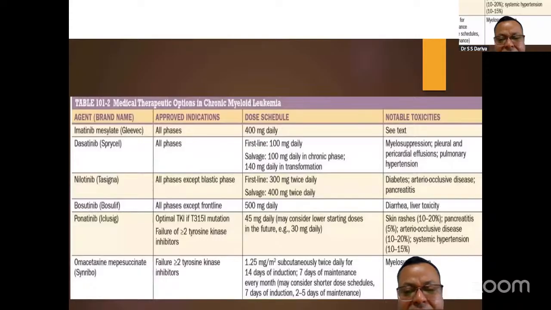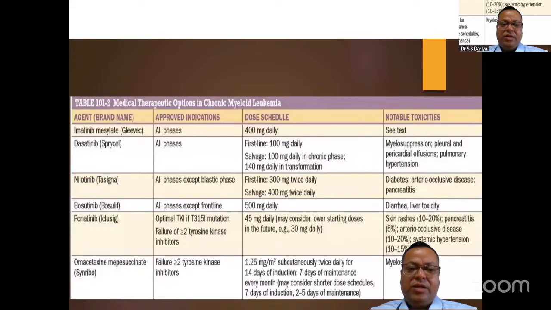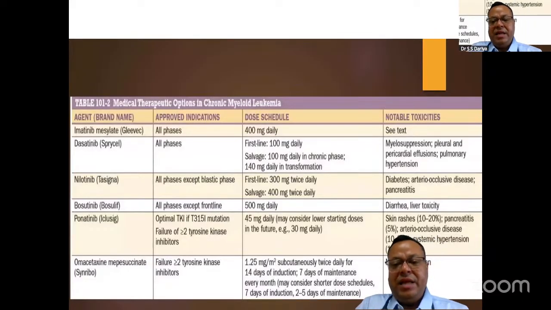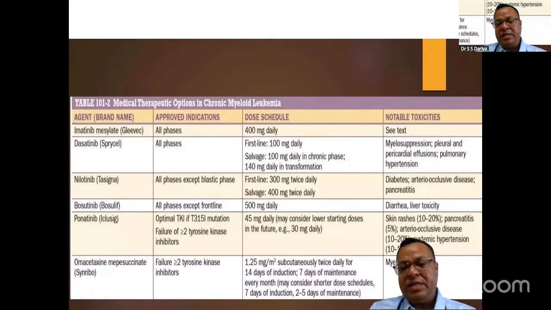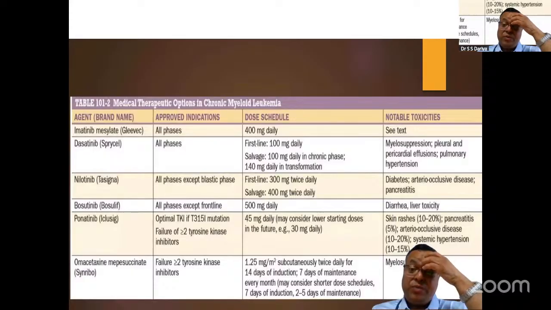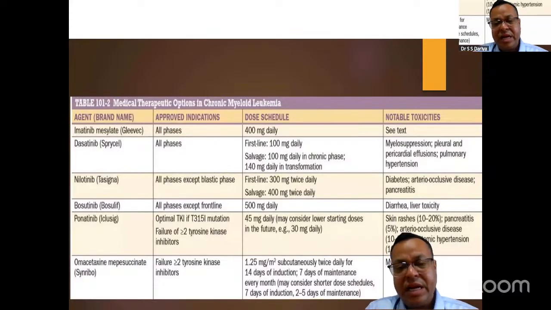This is a table again from Harrison, on the medical therapeutics in CML. Here we can see the brands of the different TKIs, and these are the approved indications. So see, imatinib and dasatinib are the drugs which can be used in all phases: chronic, accelerated, and blast. And the important toxicities of these drugs are myelosuppression, pleural and pericardial effusion, and pulmonary hypertension.